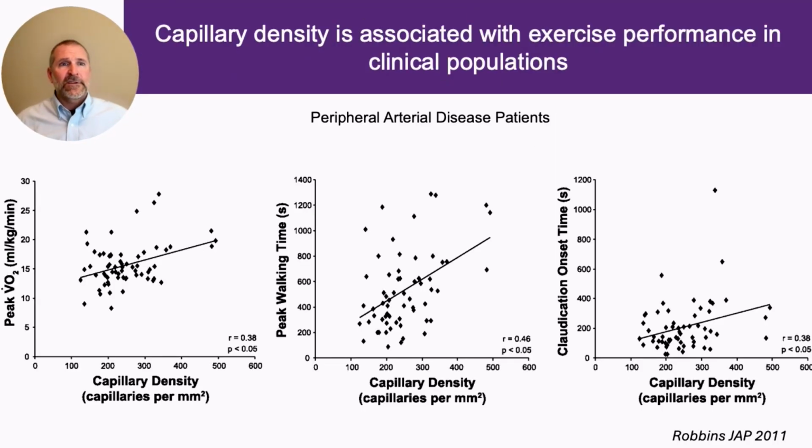So if we transition now into some clinical populations, we know that peak VO2 is a very important marker of health and functional capacity. So looking at peripheral arterial disease patients here, we see that there's a strong relationship between peak VO2 and capillary density. There's also a relationship between peak walking time and capillary density, and then also claudication, or the onset of pain during exercise, with capillary density. So here we see that even in clinical populations, capillary densities appear to be pretty important for regulating functional capacity.